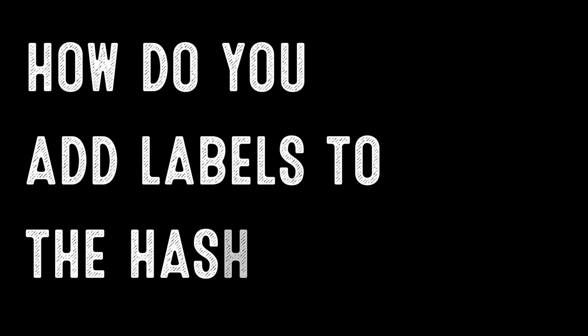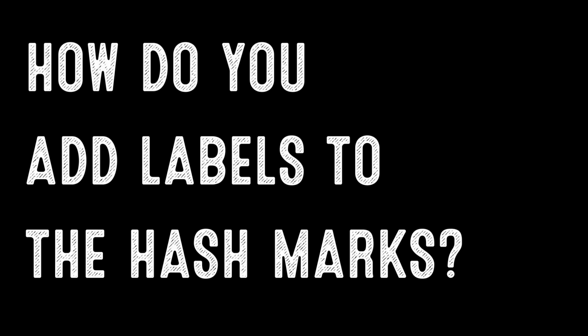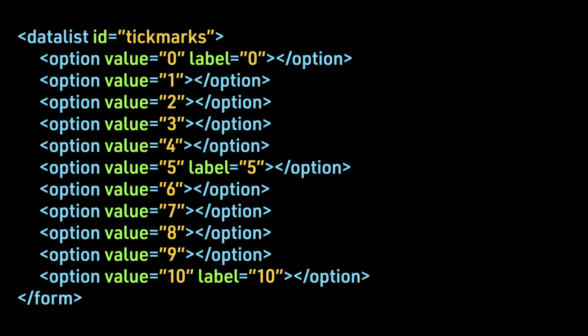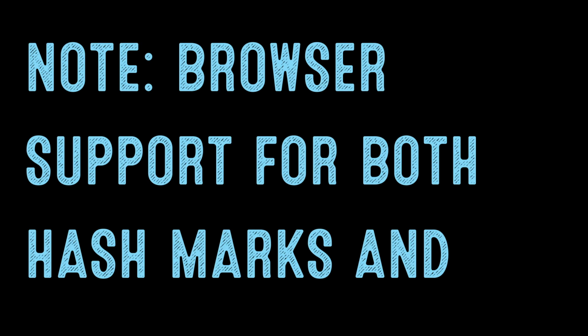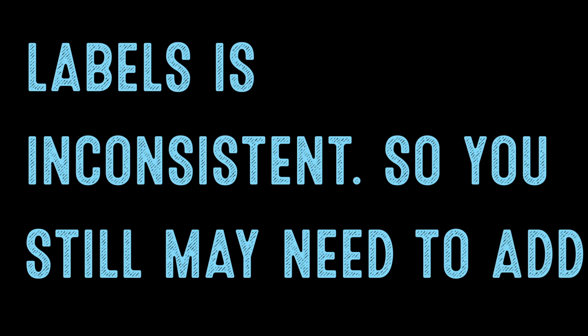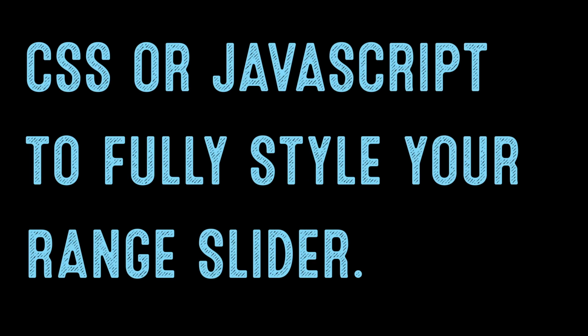How do you add labels to the hash marks? The label attribute is used to add the label to the hash mark. The code here is the same except for the addition of the label attribute equals 0 to the first option, label equals 5 to the 6th option, and label equals 10 to the 11th option. Note, browser support for both hash marks and labels is inconsistent, so you still may need to add CSS or JavaScript to fully style your range slider.